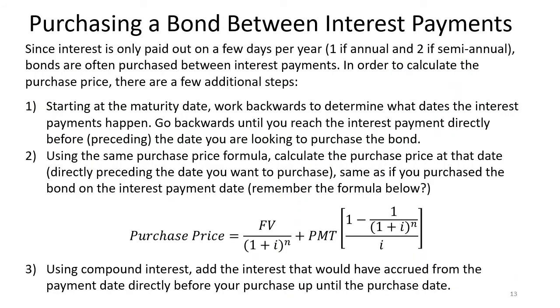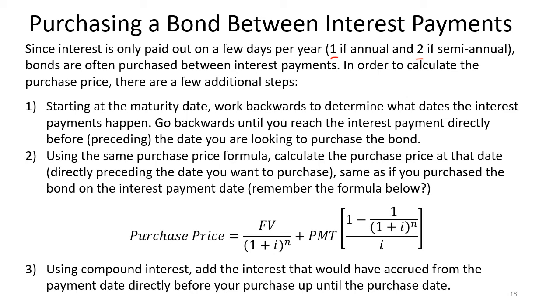So the last item I want to talk about is if you purchased a bond between your interest payments. So the last two sets of examples looked at if you purchased a bond directly on a day that you would have been provided with an interest payment. But like I said, they're usually annual or semi-annual. So that means there's usually only one day that happens if it's annual, or 2 days if it's semi-annual. So more often than not, they're purchased in between interest payments.